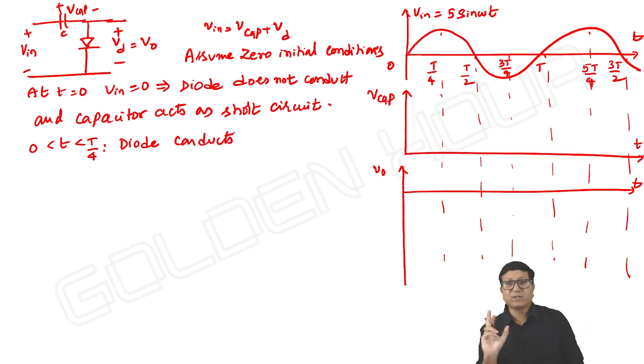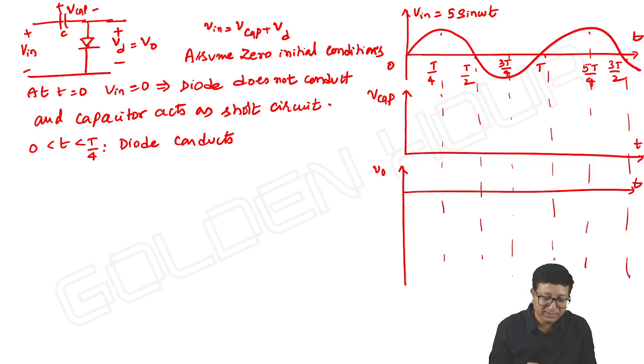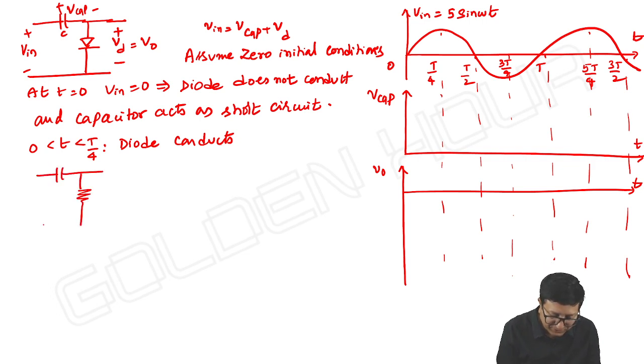See friends, it is not the positive half cycle, it is the positive quarter cycle only. The diode is conducting. Once the diode conducts, it almost acts as a short circuit. In the equivalent circuit, I am just replacing the diode with its equivalent forward resistance RF. And the current flows like this, and the capacitor will charge with polarities plus minus, V output or VD.